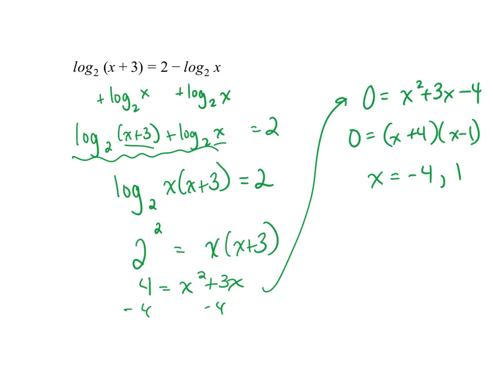Now that would seem like fine answers, but there is one issue. Do you remember when we said that log has a domain of 0 to infinity? It's only positive numbers. So I cannot have negative 4 as a solution, because if I were to check that in the problem, I would be doing the log of negative 4, which is out of the domain, so it does not exist.